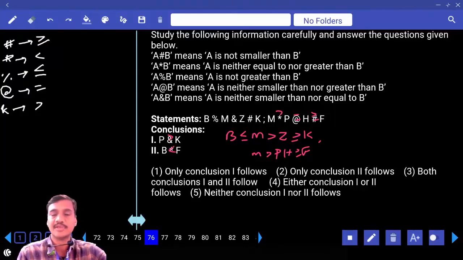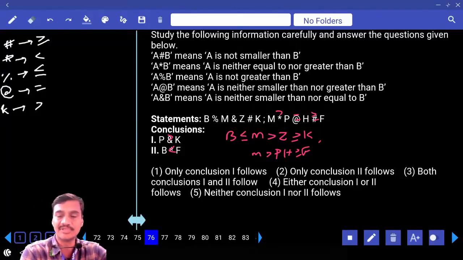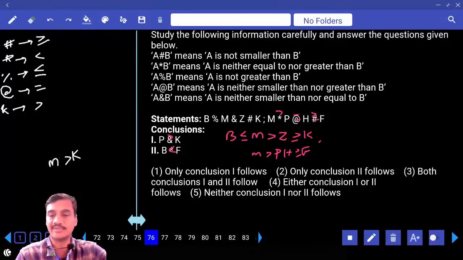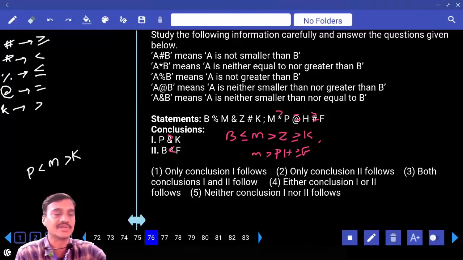And star stands for B lesser than F. P and K, the relation between P and K. Where is P, where is K? Which element is common here? M is common. As M is common, the relation between M and K is M greater than K only. And M greater than P means P lesser than M. P lesser than M, M greater than K. These are two opposite symbols, so no relation can be drawn between these two. Right?